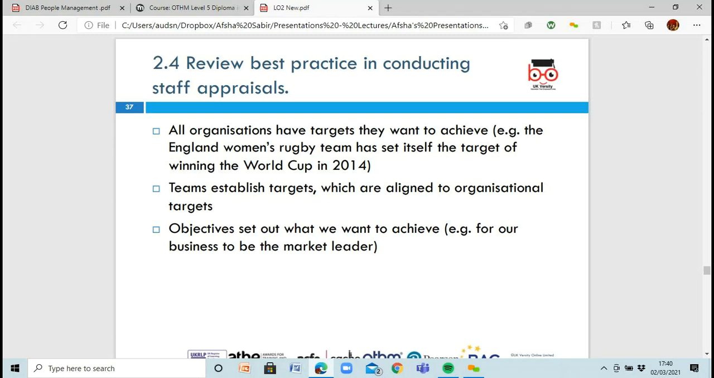When you know these targets, you're actually able to establish your team targets. So obviously, you're not going to say one particular team has to do every single thing that the organization wants. There'll be many teams within the organization. So you're going to say, right, this is our particular target. Let's align it with the organization targets. Let's see if we can meet it. So you're setting out objectives for what you want to achieve, and then you're working towards it.